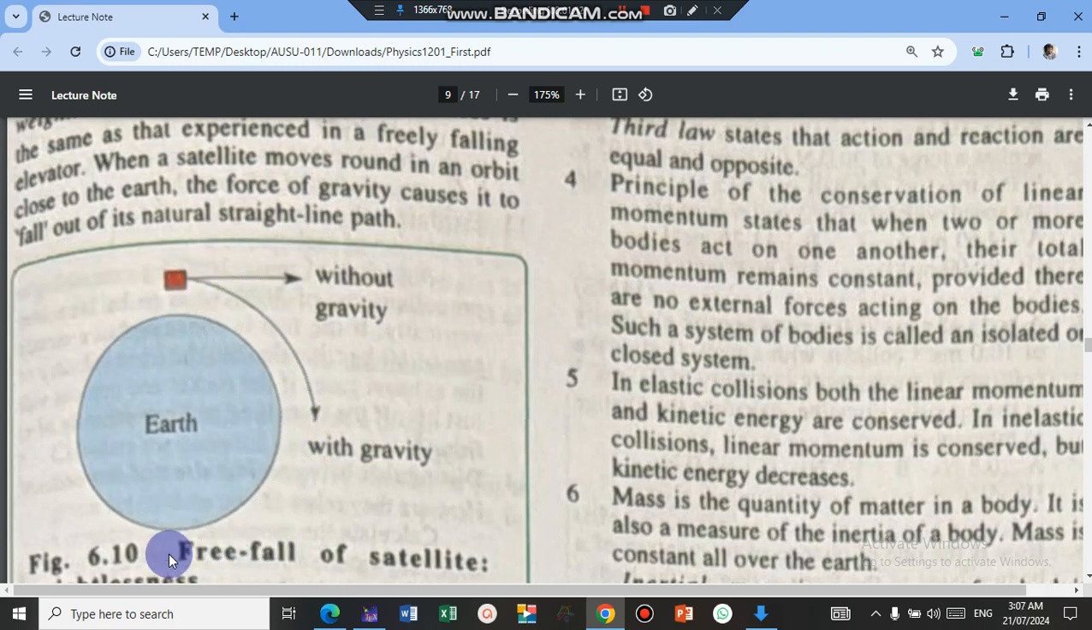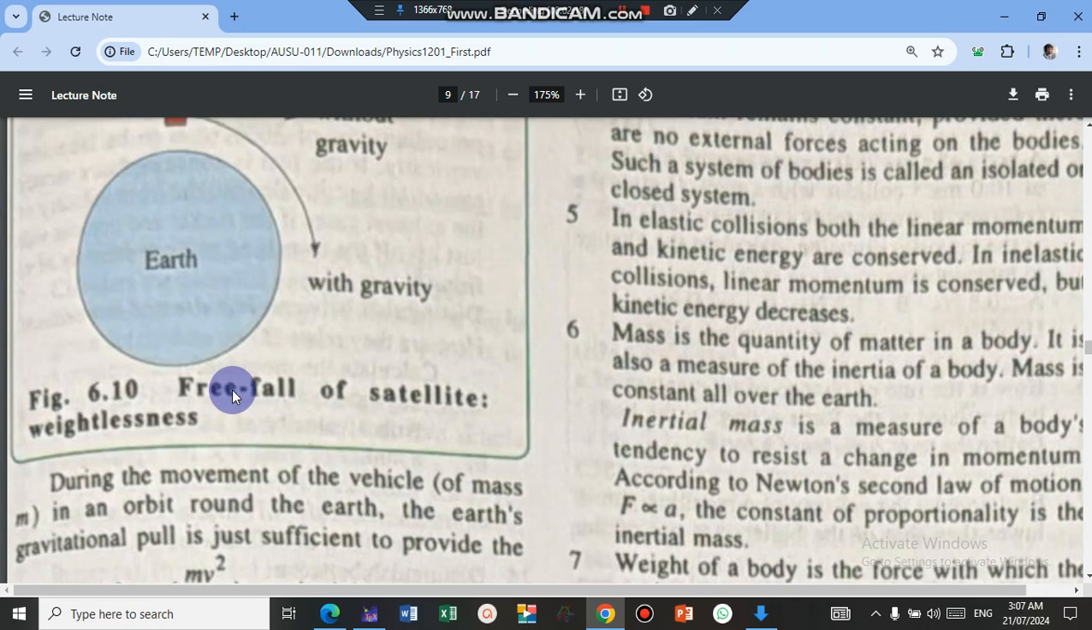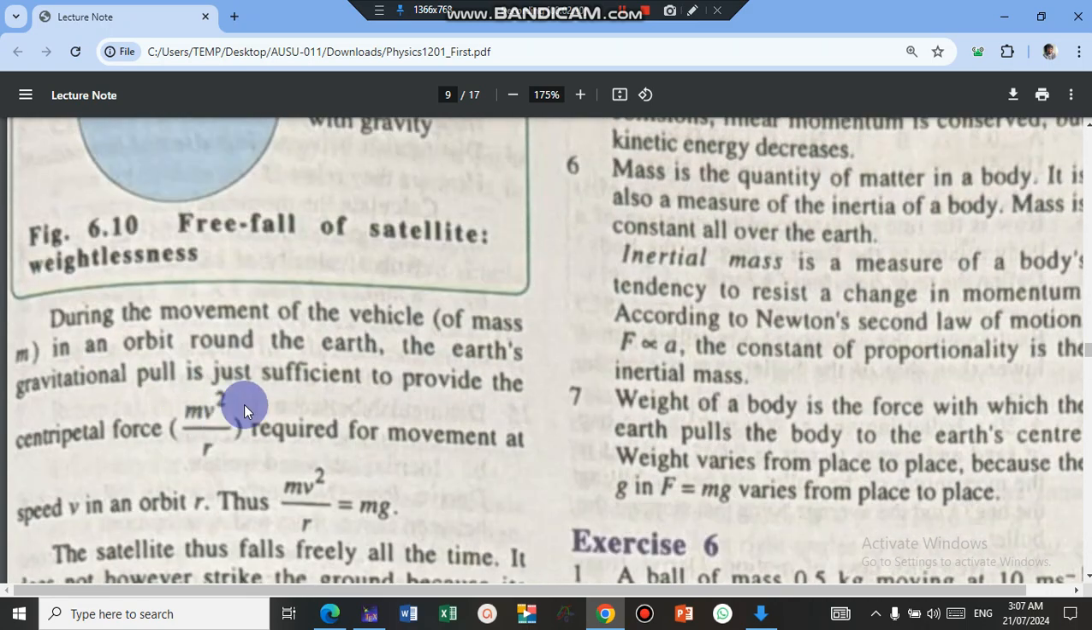Okay, it means that the gravitational force will provide the centripetal force required to keep the satellite in the orbit. And when this happens, the people in the satellite and the object in the satellite will have an apparent zero weight. Okay, they will have weightlessness, they will experience weightlessness. This is what they are saying in a nutshell.